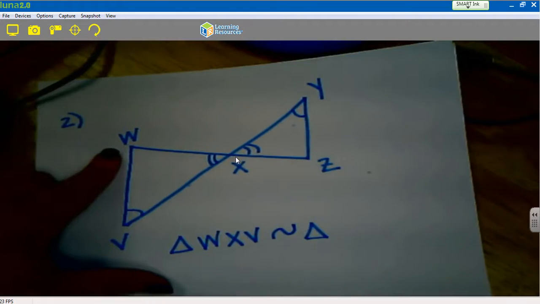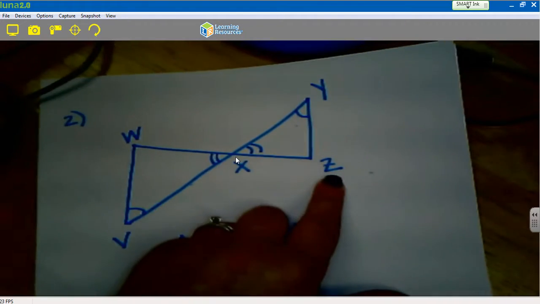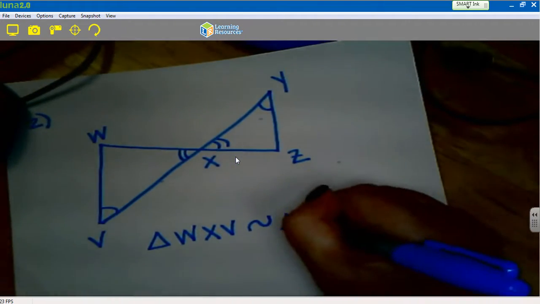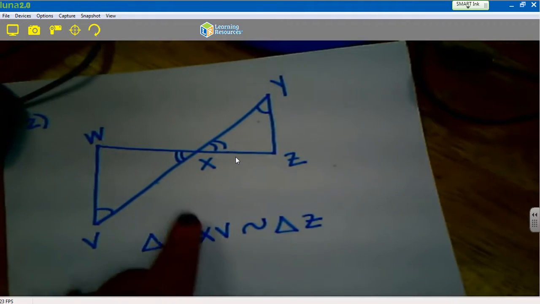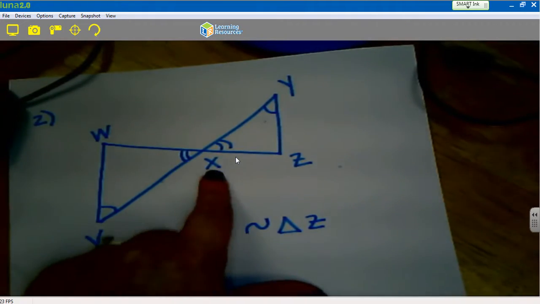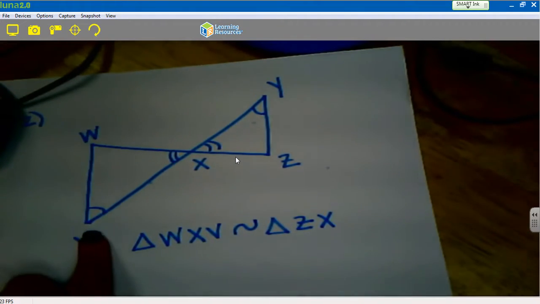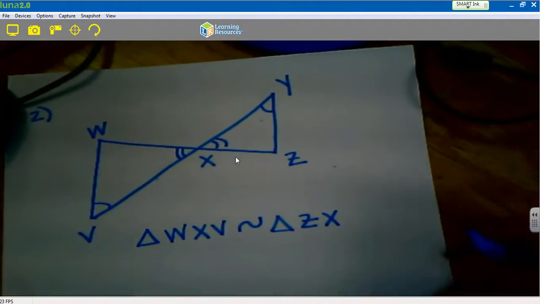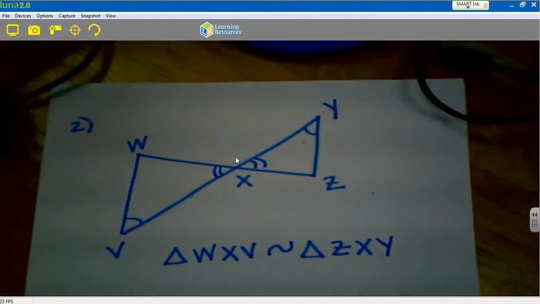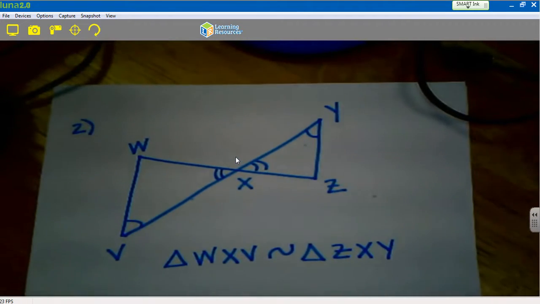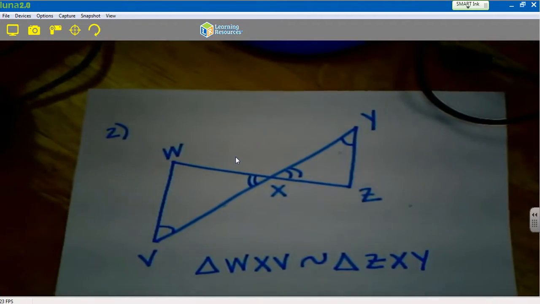Okay, so W doesn't have any markings. Z does not have any markings. Then I went to X. X has 2 markings. Over here, X has 2 markings. V has a single mark. Y has a single mark. So that takes care of angle, angle.